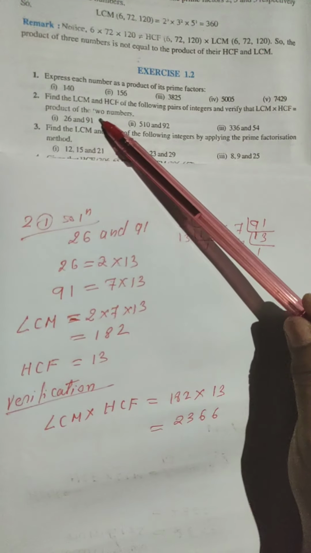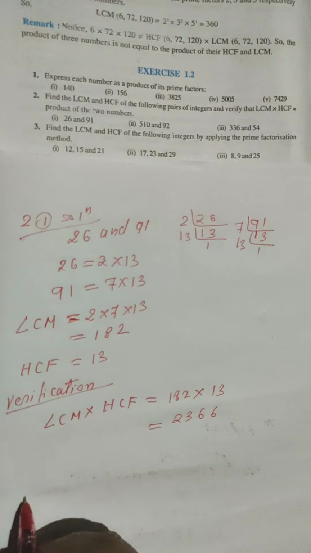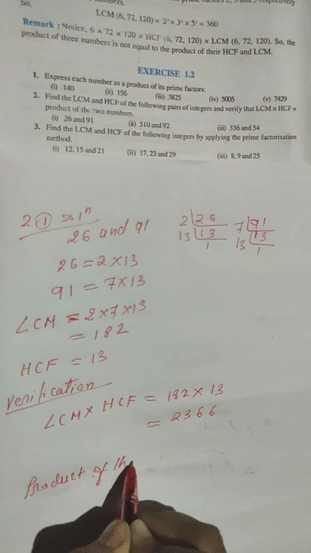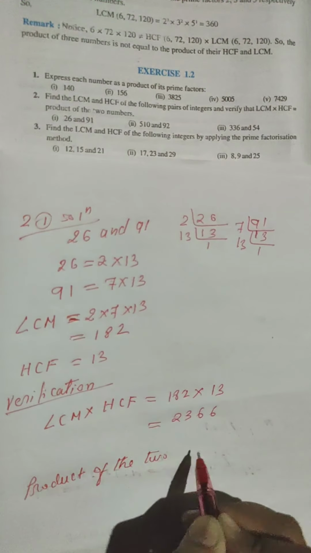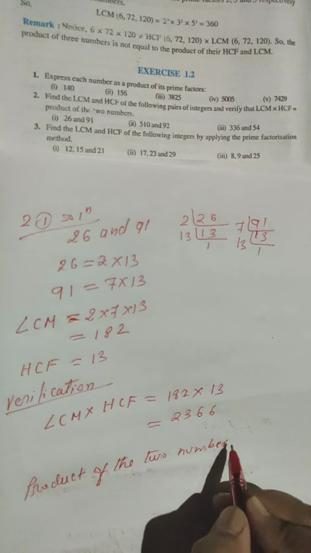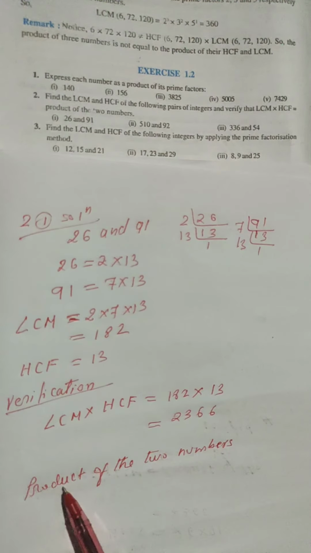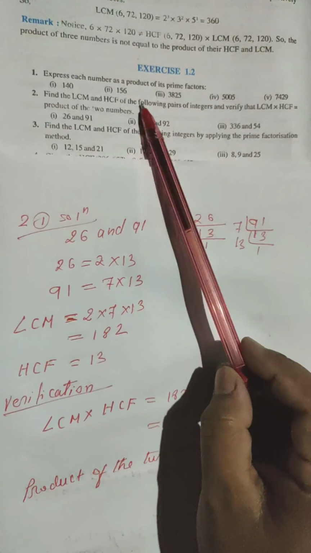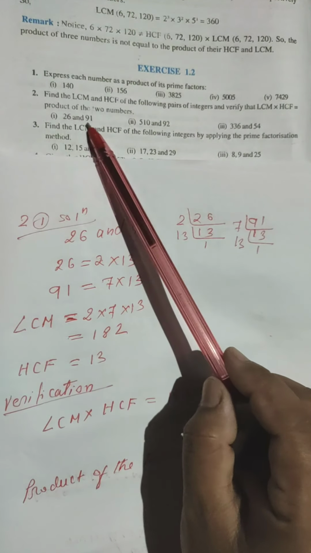Next, product of the two numbers. Next is what? Product of the two numbers. Now what are those two numbers? Here written product of two numbers. Now what are those two numbers? Those two numbers are this one, 26 and 91.